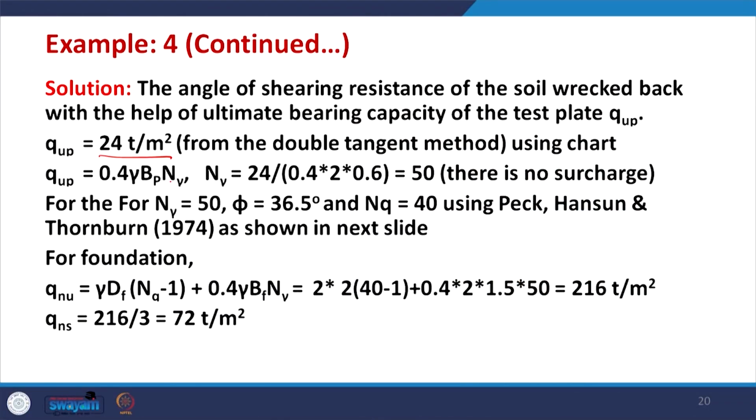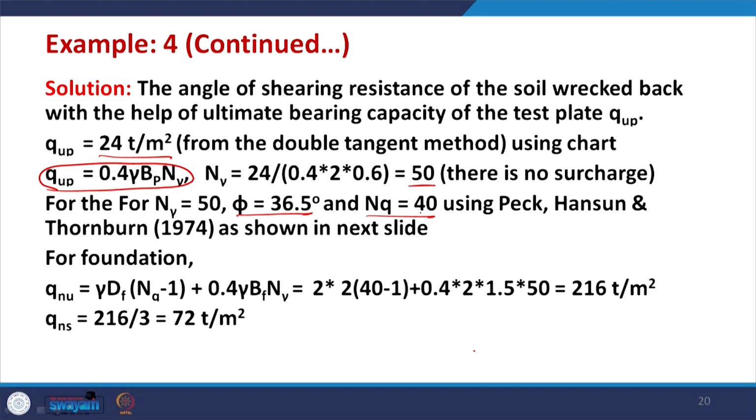In this relation, QUP is known to you, but you do not know the value of N gamma. So, N gamma can be calculated, and N gamma comes 50. Once you know the value of N gamma, using back calculation you find the corresponding value of phi, and N gamma 50 corresponds to phi equal to 36.5 degree. Once phi is known, you can calculate for the footing the values of NC and NQ, but NC is not required because C equals 0, it is sandy soil. So, NQ comes out to 40.